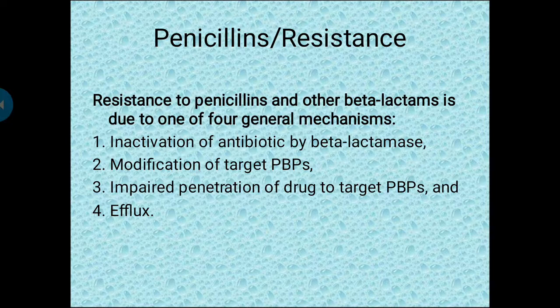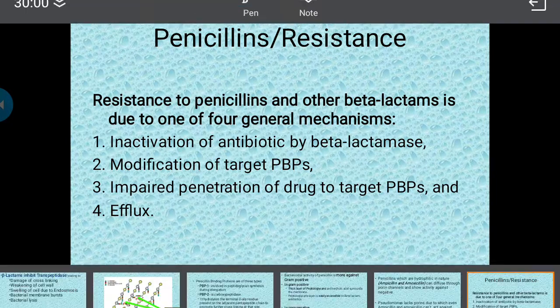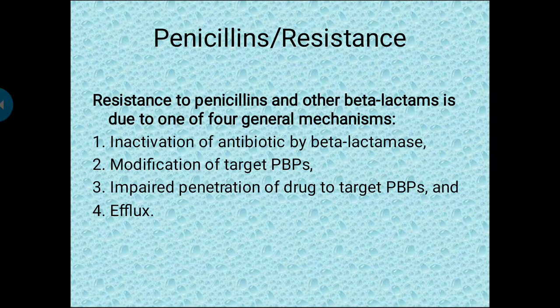First, inactivation of the antibiotic by beta-lactamase. Beta-lactamase is produced by gram-negatives as well as Staphylococcus. So the organisms having beta-lactamase rapidly destroy the beta-lactam drugs. That's why they become resistant. Second, modification of the target penicillin binding protein. If the target site is mutated, then penicillin cannot bind properly to the PBP. PBP here is the penicillin binding protein or transpeptidase enzyme. If the transpeptidase enzyme is defective, then penicillin cannot bind and cannot inhibit the transpeptidase reaction, so they cannot inhibit the cell wall synthesis.